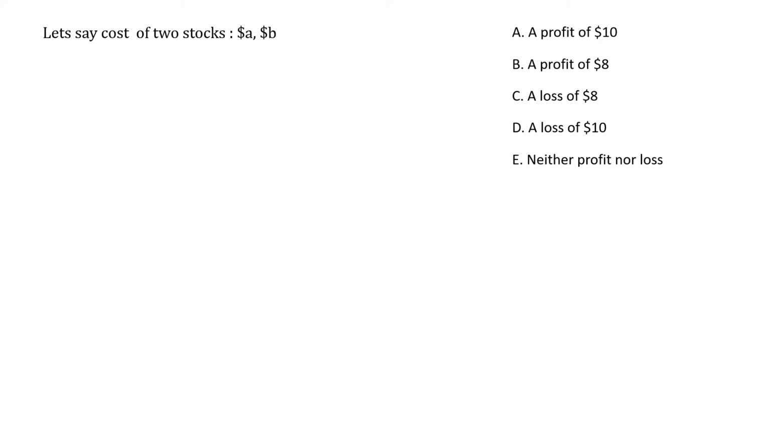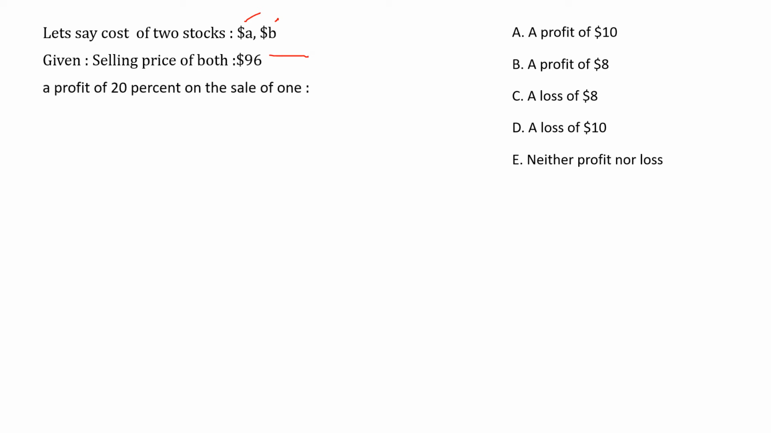Let's begin by assuming that the cost of both the stocks was A and B. We're given that the selling price of both the stocks is $96. The first piece of information is that a profit of 20% was made on the sale of one of them. What does that tell us about the selling price? It is 20% higher than the cost price. So selling price is A plus 20% of A.